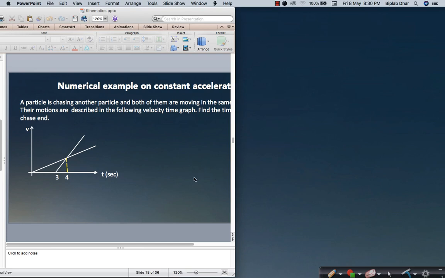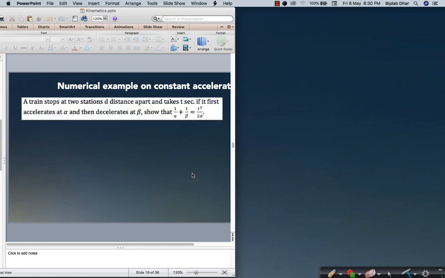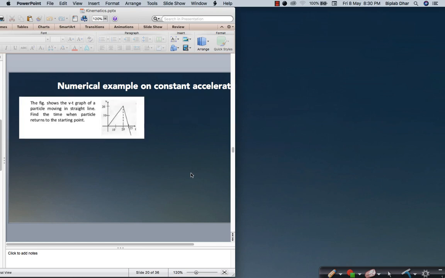So let's see what we have in the next question. I hope this question we have done in our class, so I will skip that. Now this question: the figure shows the Vt graph of a particle moving in a straight line. Find the time when the particle returns to the starting point.